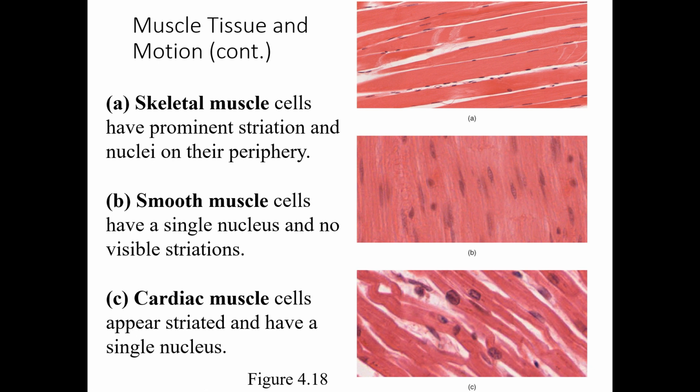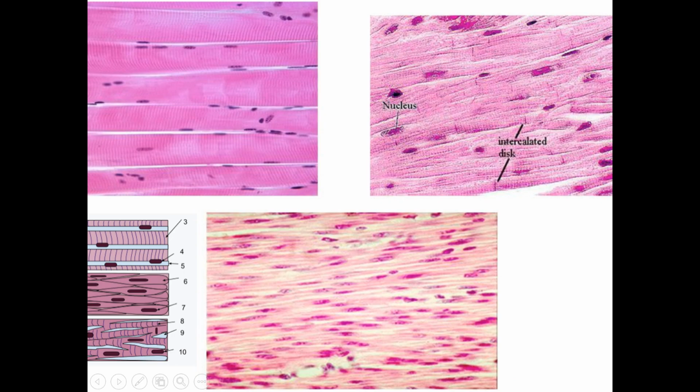And let's look at a different picture. So those are skeletal muscles. They look striated. They have nuclei on their periphery, on the sides. That one is a muscle cell. That's another muscle cell. Striated. Nuclei sitting on the side.